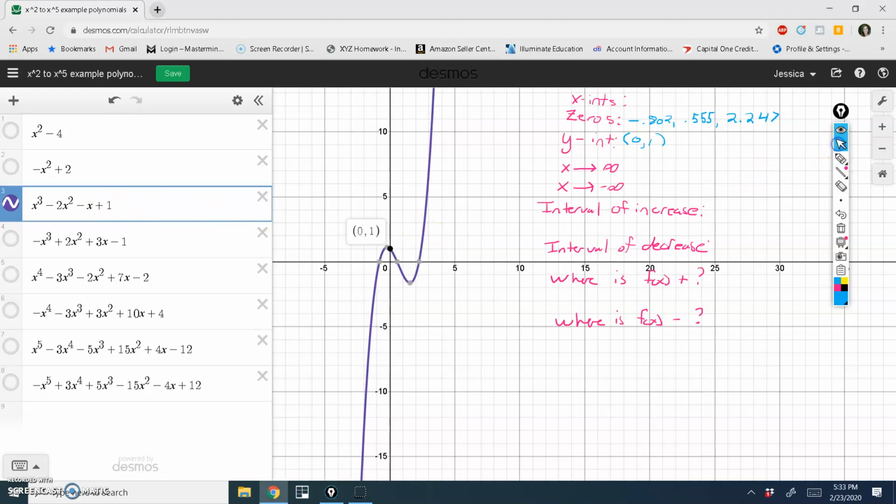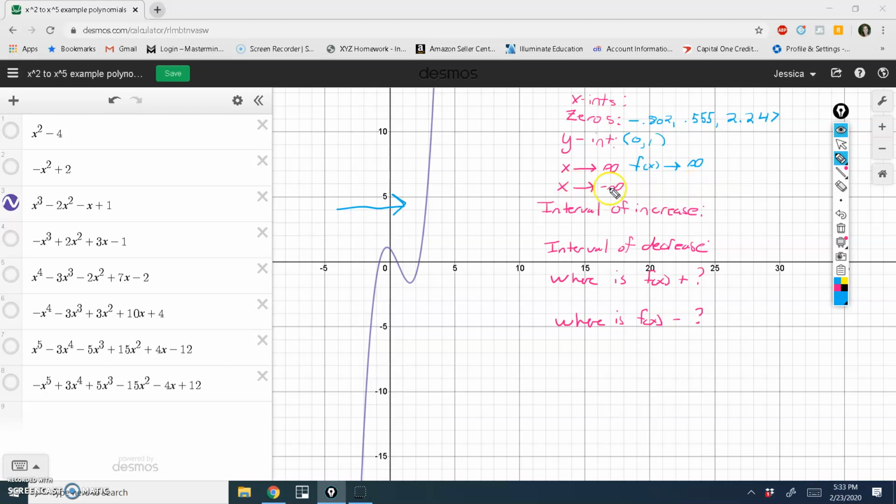Alright, end behavior. So what happens as x goes to infinity basically means where does this graph go as we go to the right? Where does it go? Oh, it's going to go to positive infinity. So as x goes to infinity, f of x, or the function, also goes to infinity.